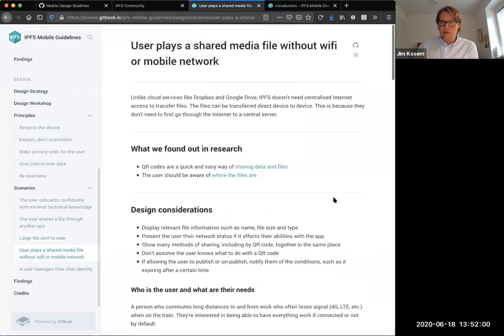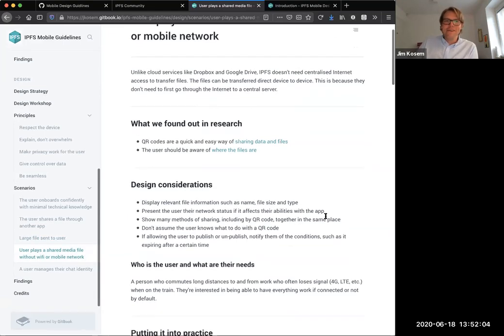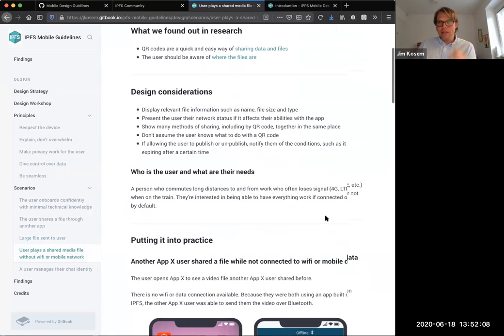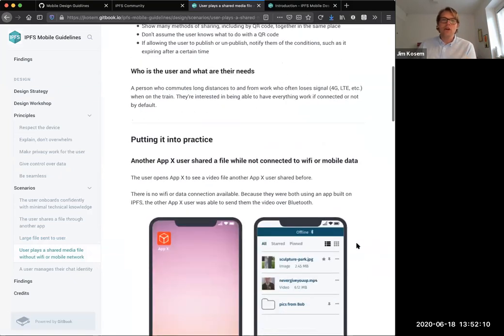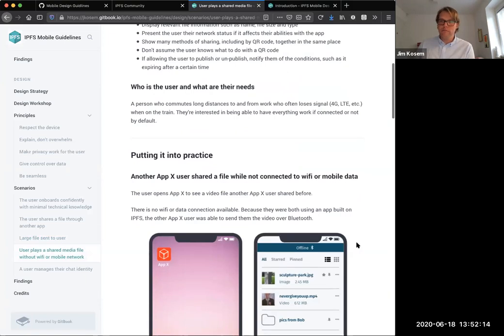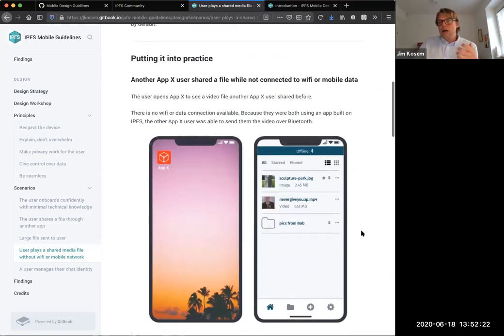The second last one, in the interest of time, I'll hurry up. The user plays a shared media file without Wi-Fi. This is completely offline, and trying to say what offline is. This person in this scenario is on a train. In the UK in particular, train reception is quite spotty, if at all. So it's like, I'm with somebody else, how do I get the file to them? Or if you're on a plane, same sort of thing.